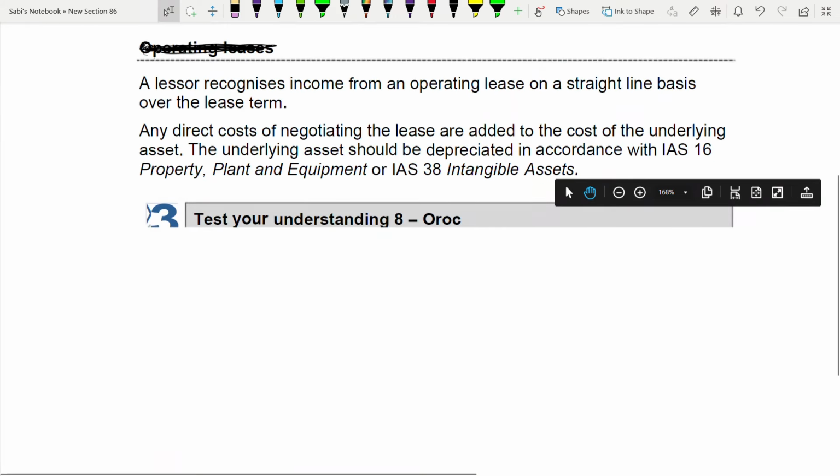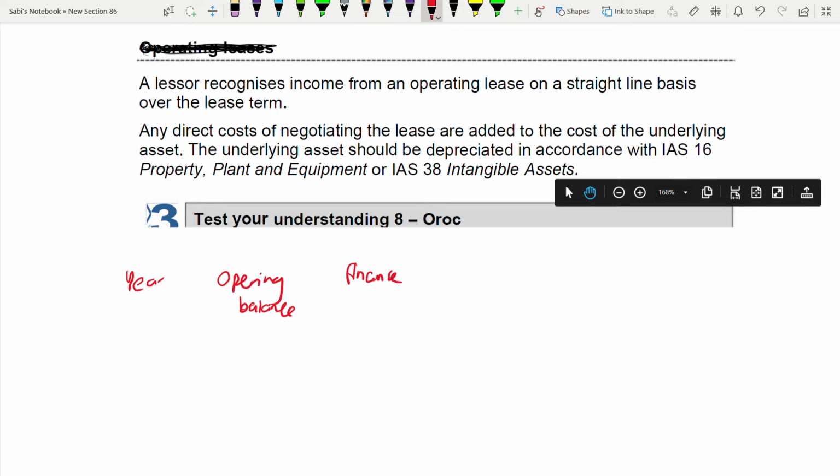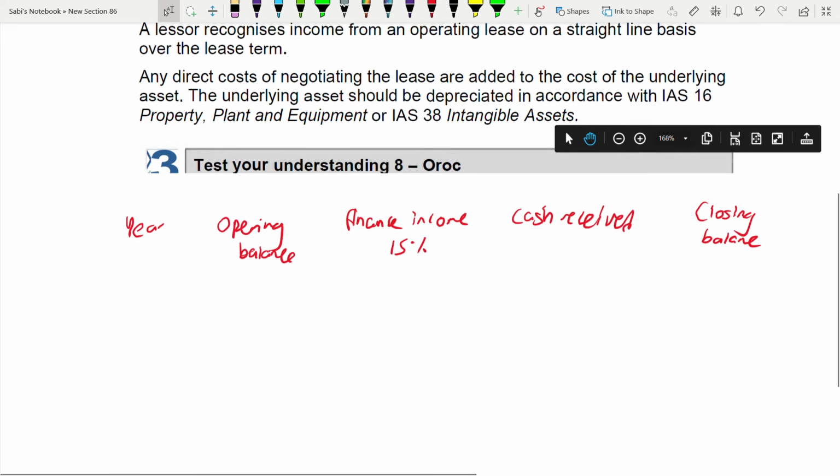So here, first column is year, then opening balance, then comes your finance income. Finance income is 15%. Then your cash received. This is a receivable, so you're receiving cash, and closing balance. This will be the columns. Okay, how many years? 4 years. So 1, 2, 3, and 4.